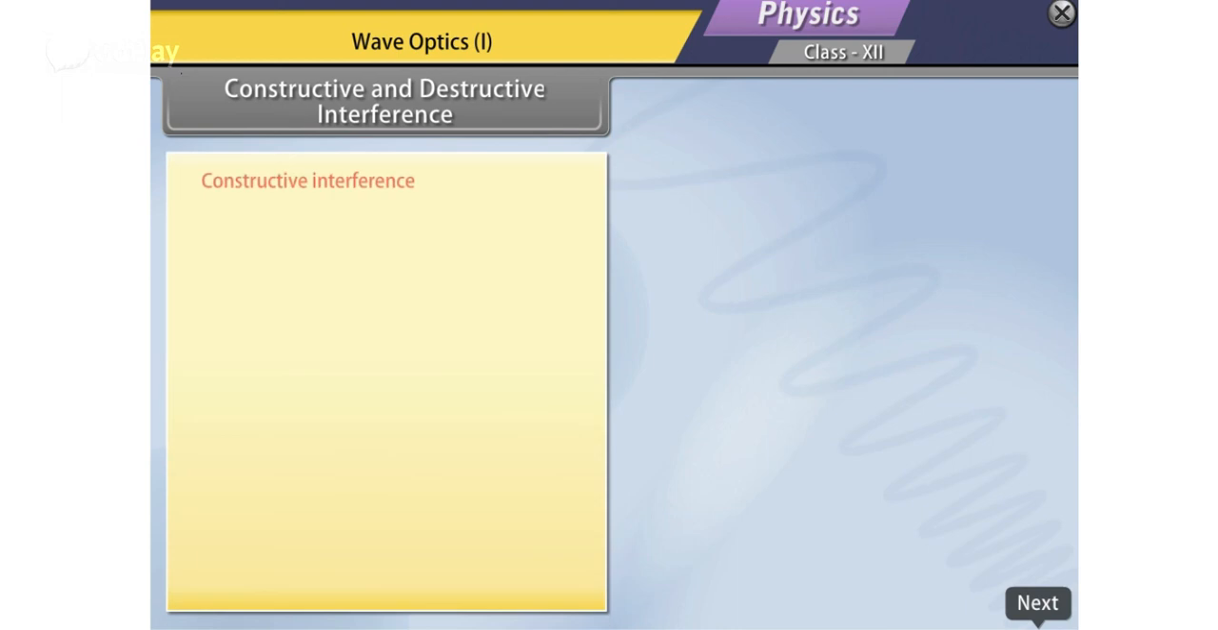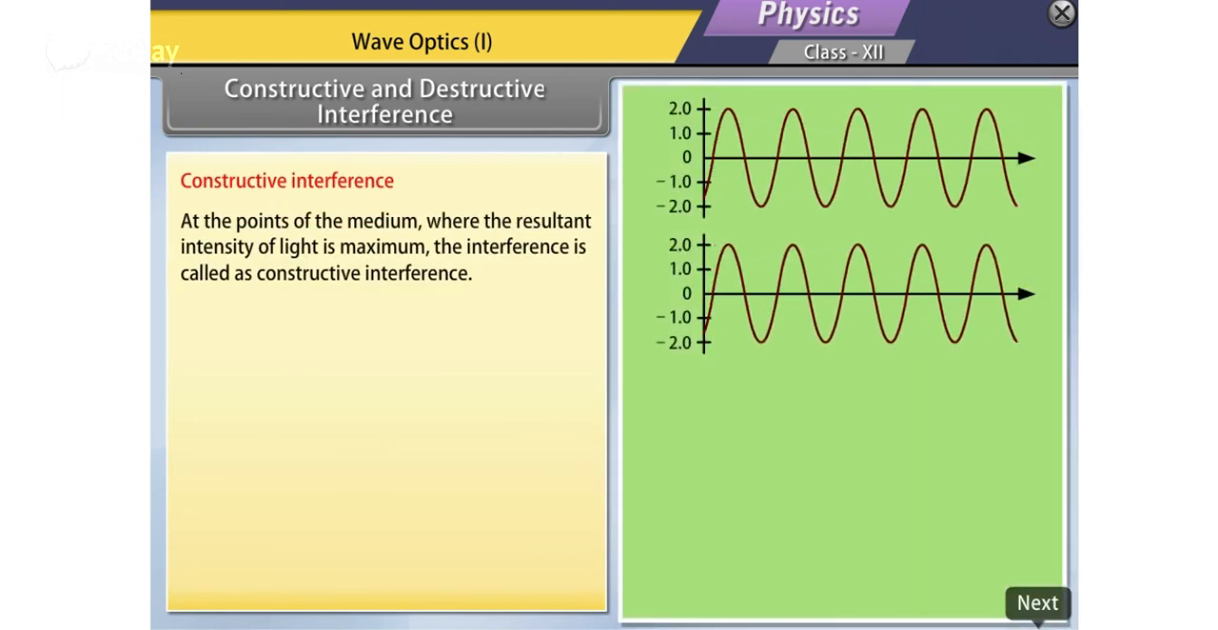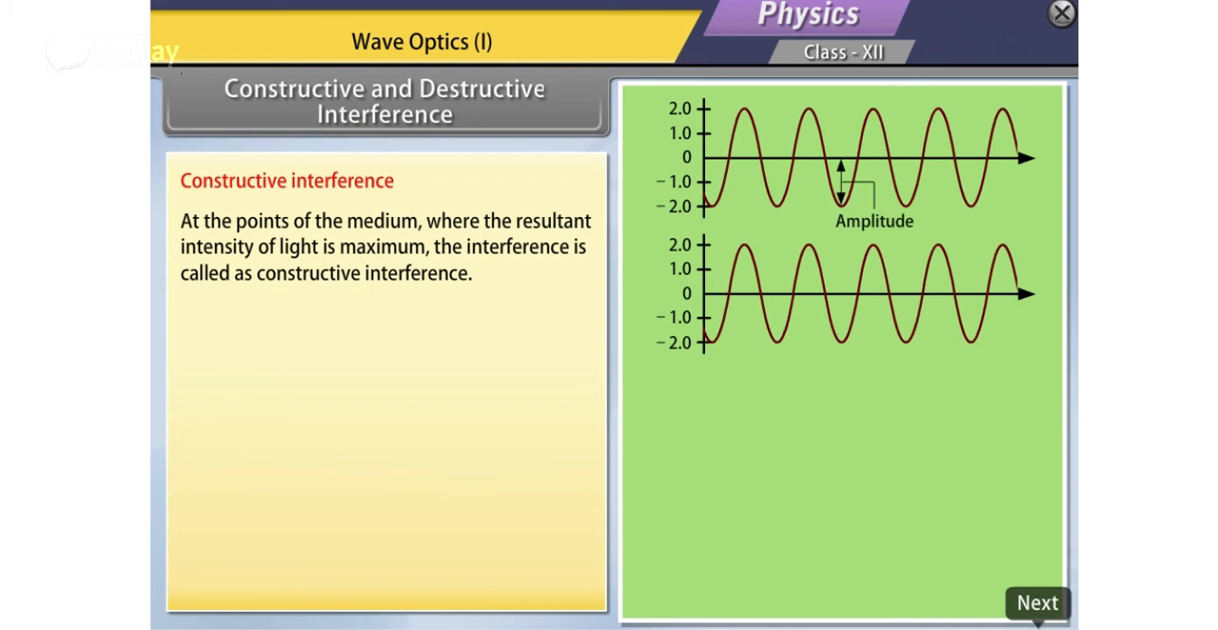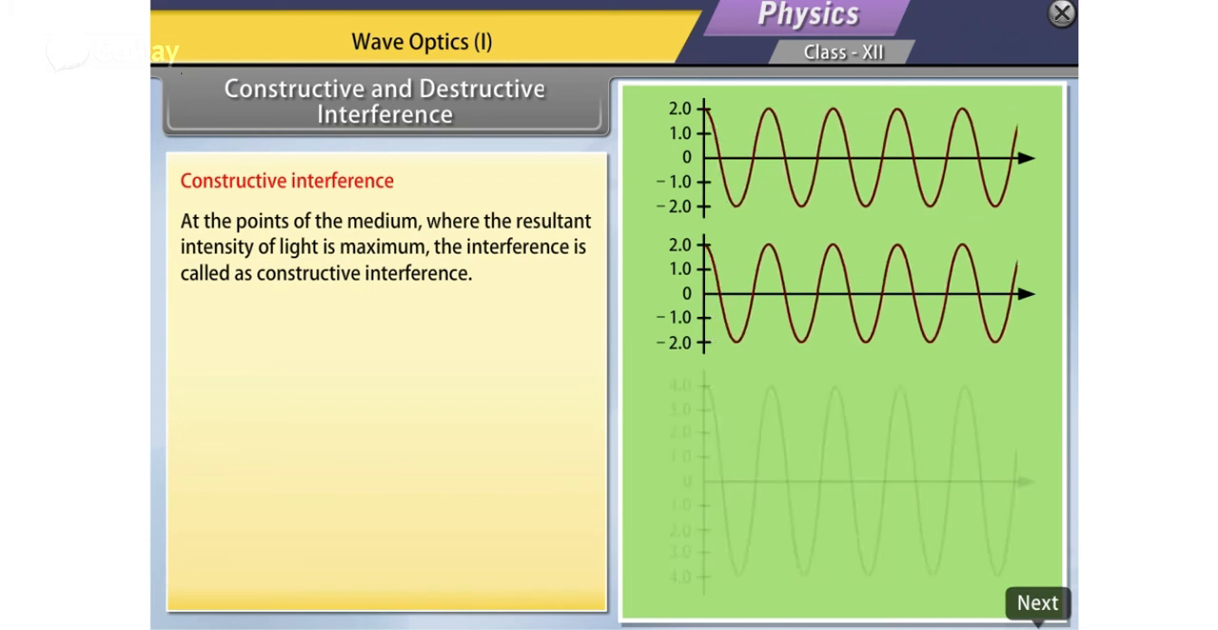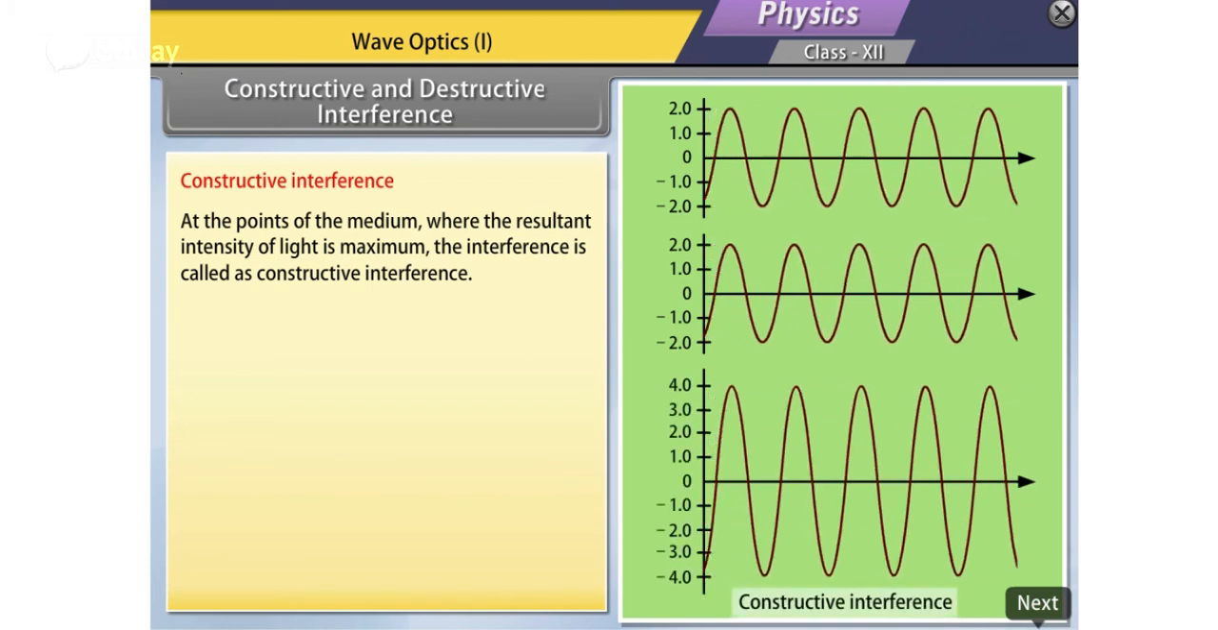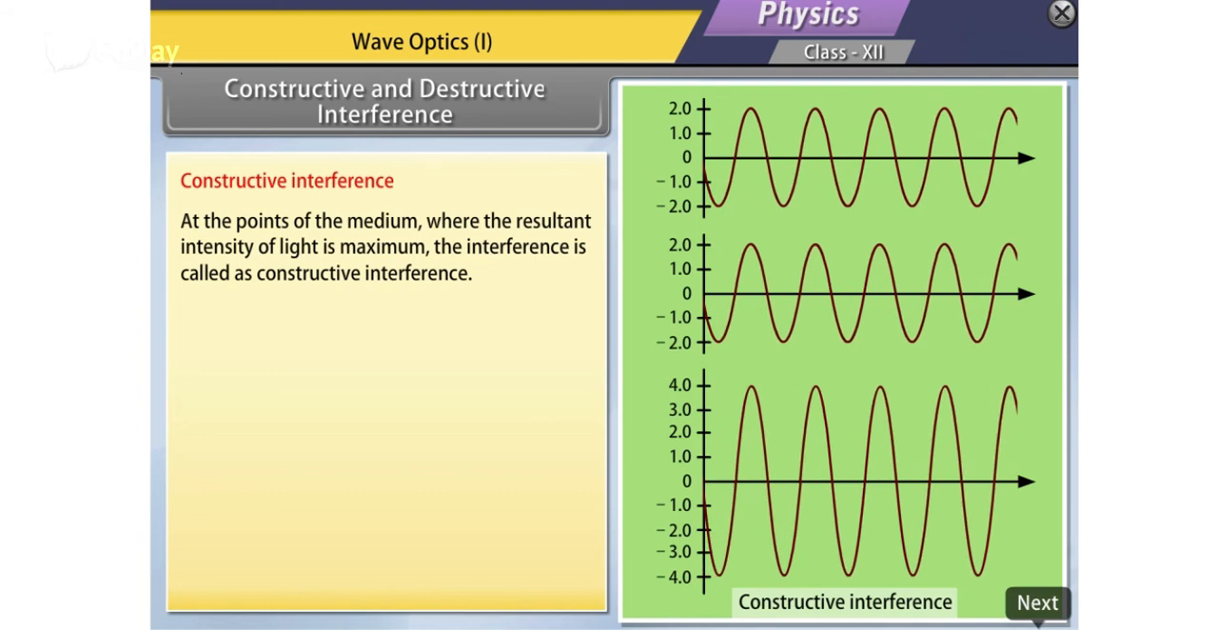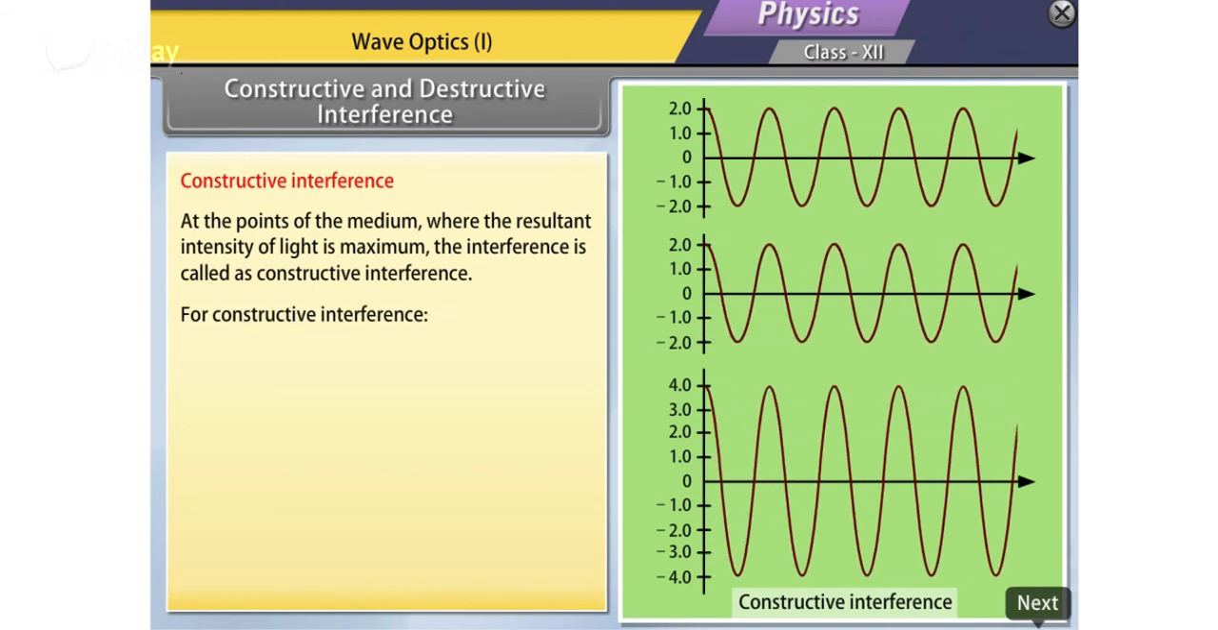Constructive and destructive interference. Constructive interference. At the points of the medium where the resultant intensity of light is maximum, the interference is called constructive interference. For constructive interference, phi is equal to 2n pi or p is equal to n lambda, where n is equal to 0, 1, 2, 3, and so on.